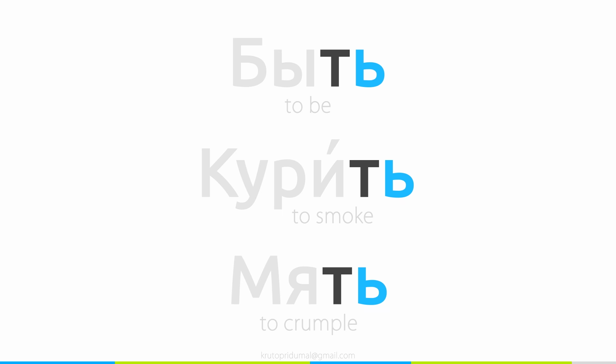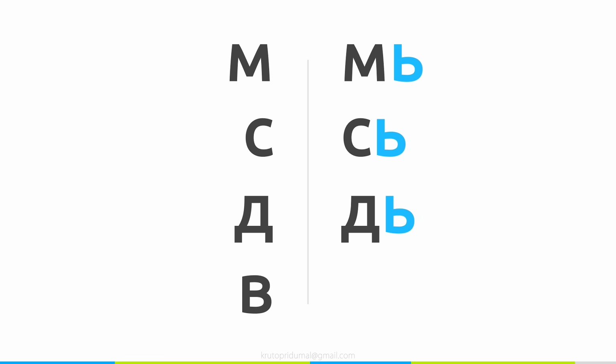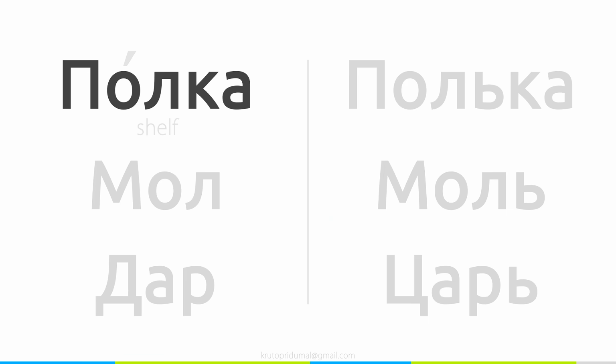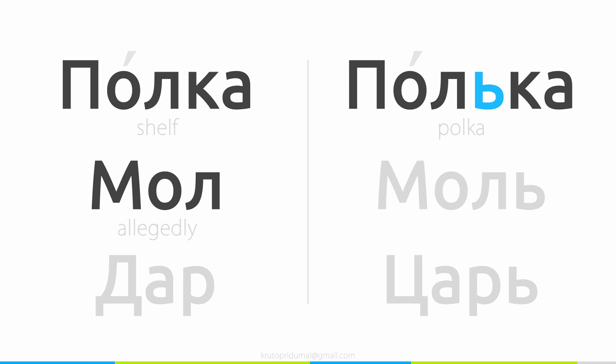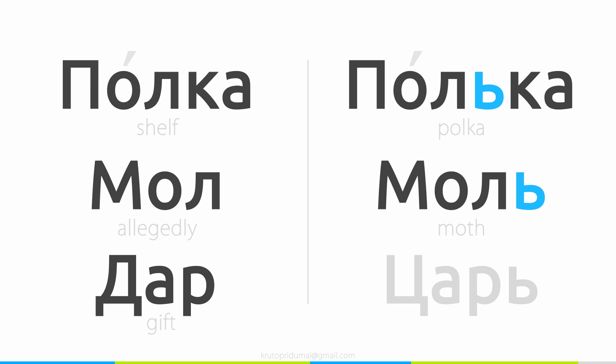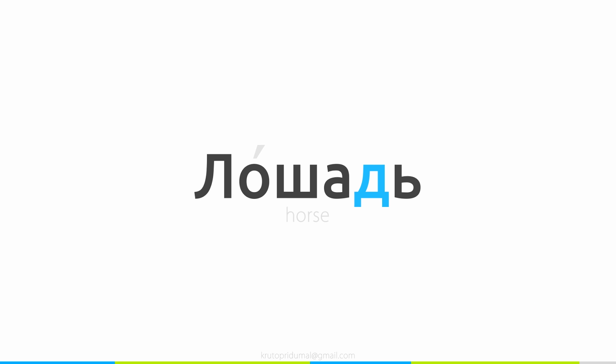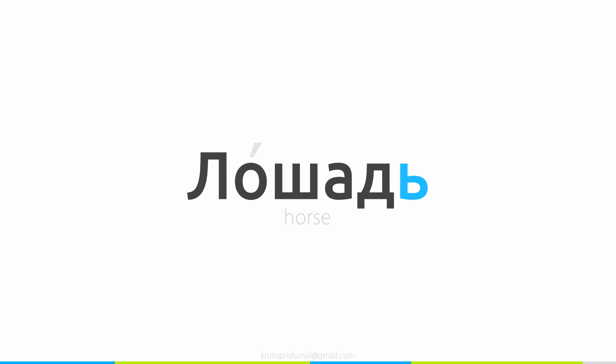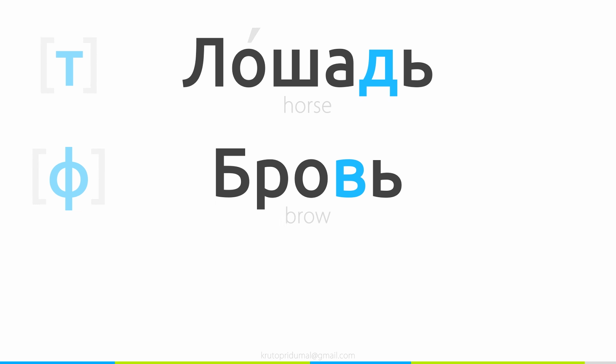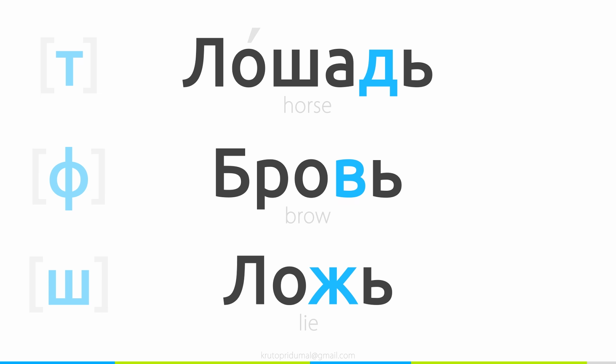Let's practice with other consonants. Just like that. Полка, полька. Мол, моль. Дар, царь. We know that consonant letters lose their voicing when they are right at the end. It also happens even if they have this soft sign with them. Like in лошадь, Д sounds like Т. Бровь, В sounds like Ф. Or like in ложь.